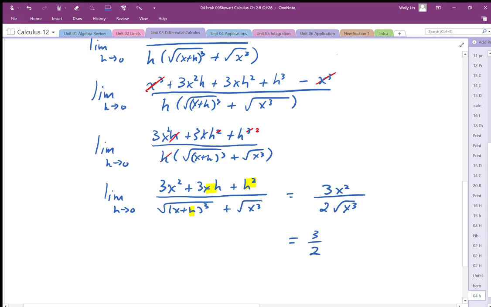Okay, and then if you want, you can simplify that to 3 over 2, and then this is x to the power 3 over 2 in the denominator, so it becomes x to the 1/2 in the numerator. So this becomes 3 root x over 2.